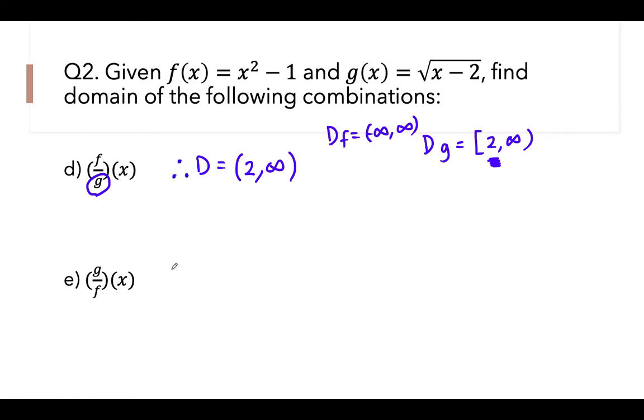For this one, it's the same thing, but this time we don't want f to be equal to 0. But if you look at function f, the domain is any real number, so there are no restrictions on it. Therefore, the domain can include 2, so it's [2, infinity).